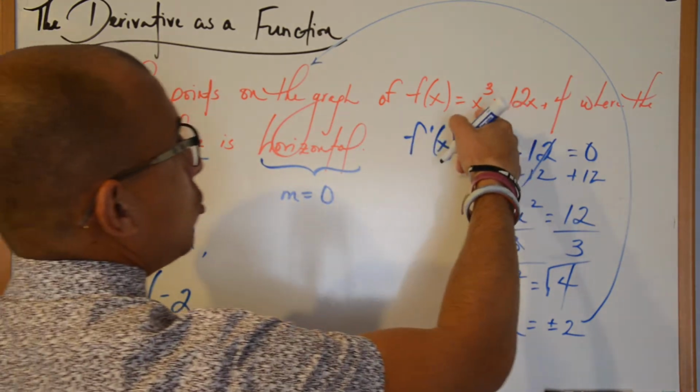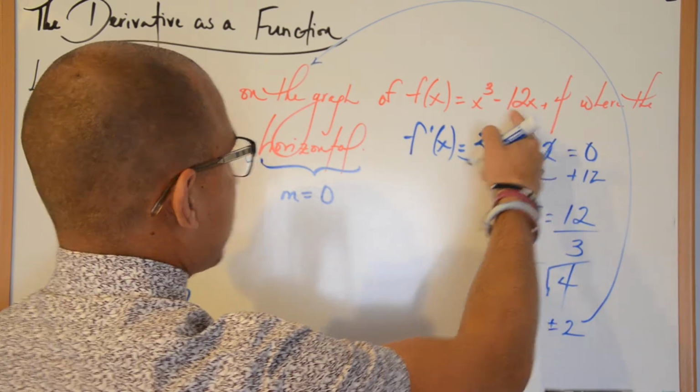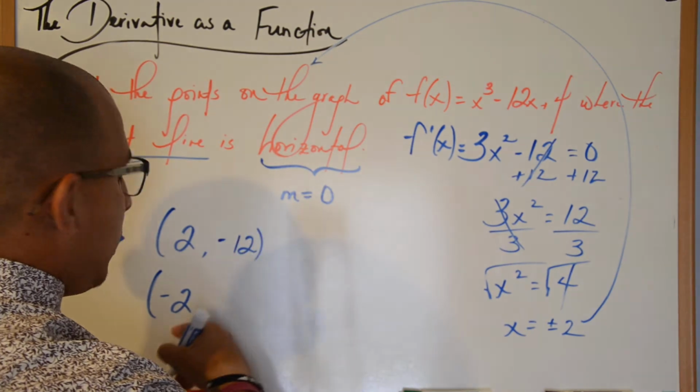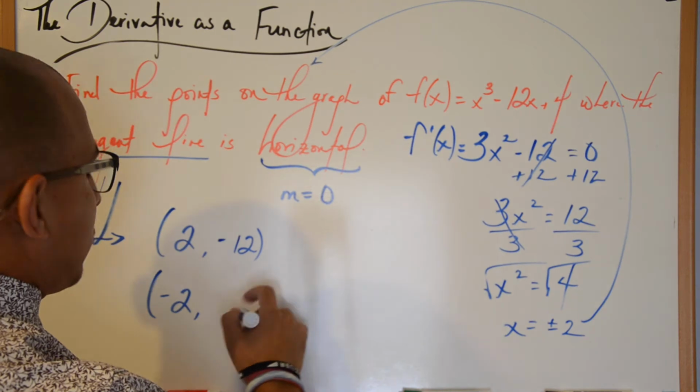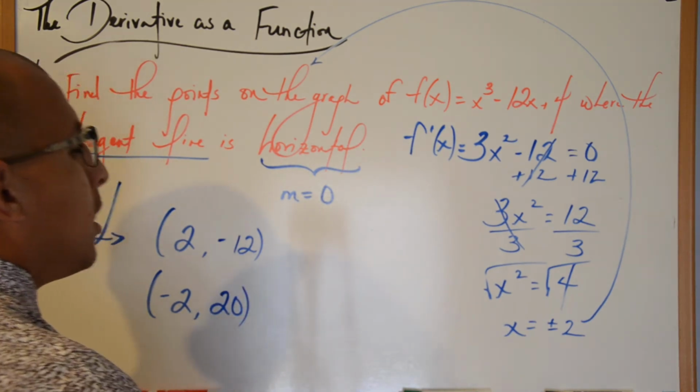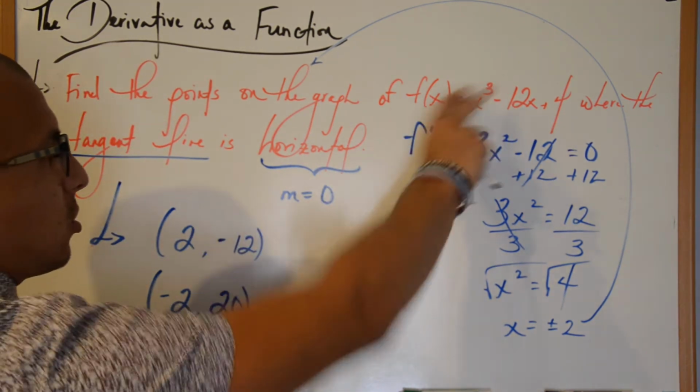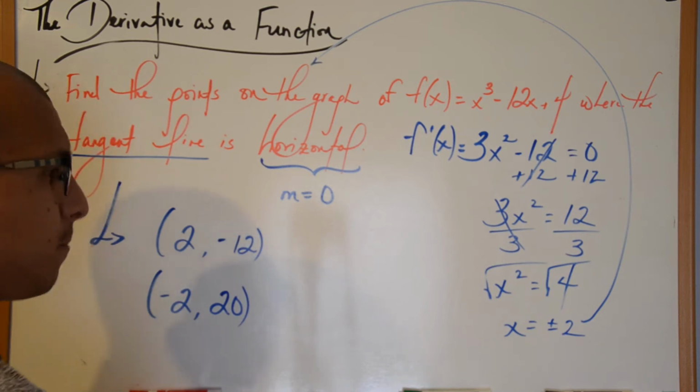So 2 cubed is 8, minus 24, which is negative 16, plus 4 is going to be negative 12. And negative 2 cubed is negative 8, plus 24 is going to be negative 6, or positive 16 plus 4, and that's 20. I went over that pretty quick because that's just quick arithmetic.